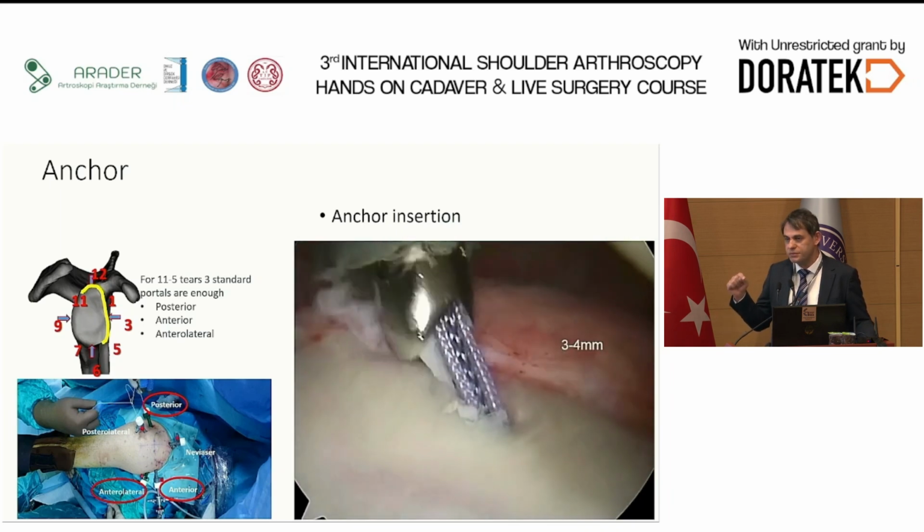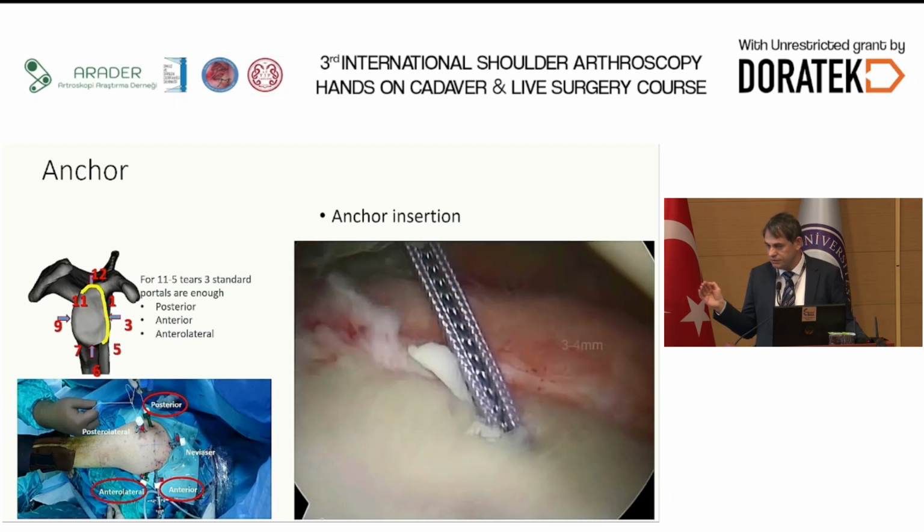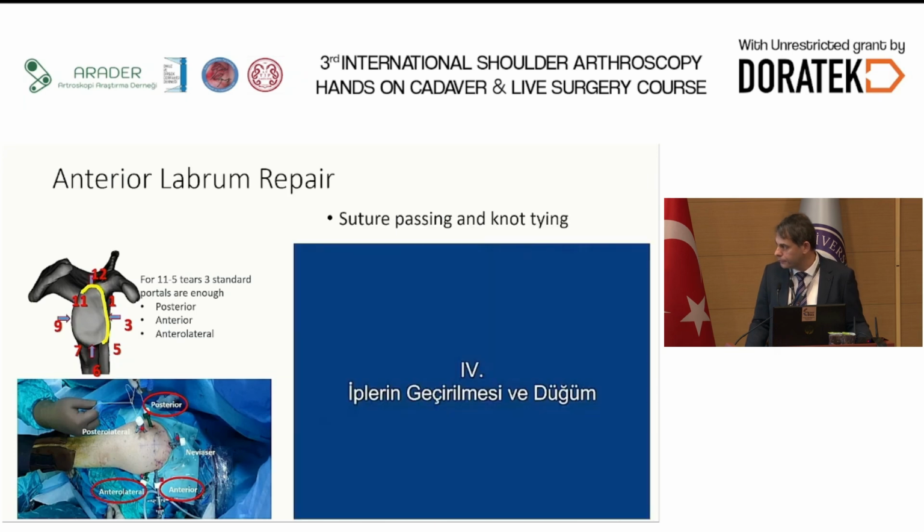The anchor must be put just a little bit inside the cartilage, because if you put it at the edge, the labrum goes medialized. So you have to put it a little bit upper, just at the edge of the cartilage, like this.